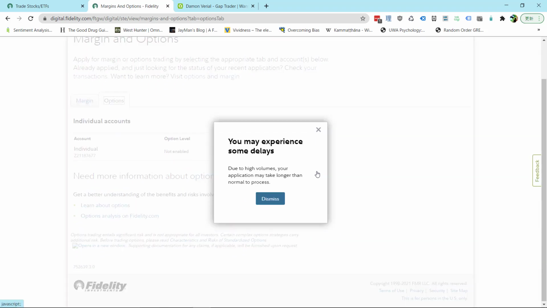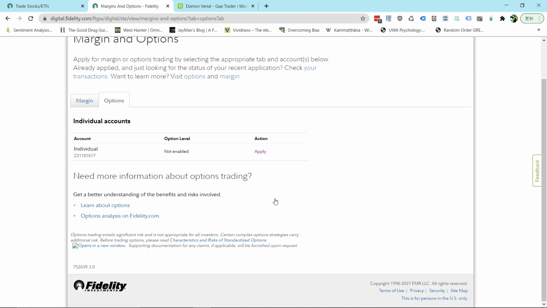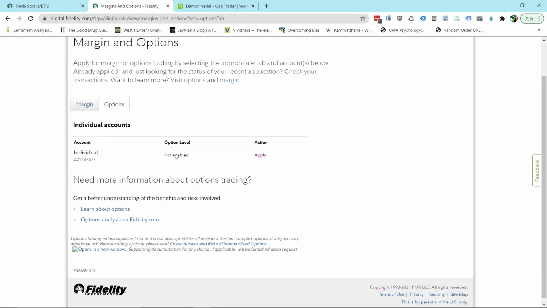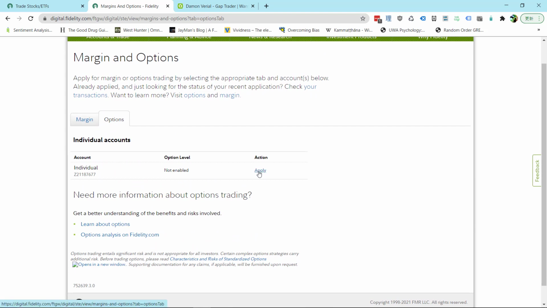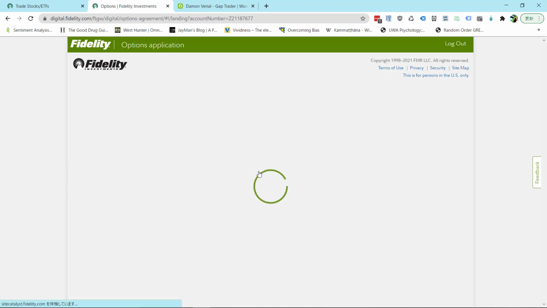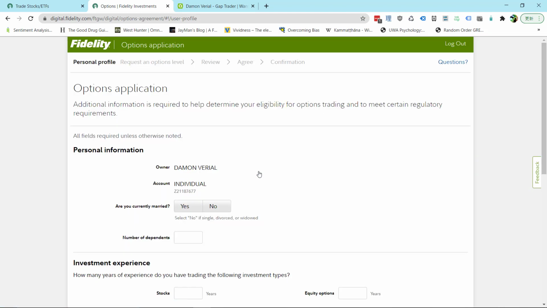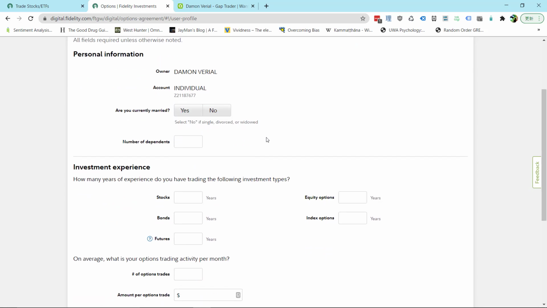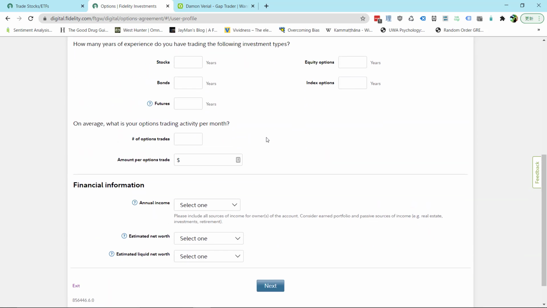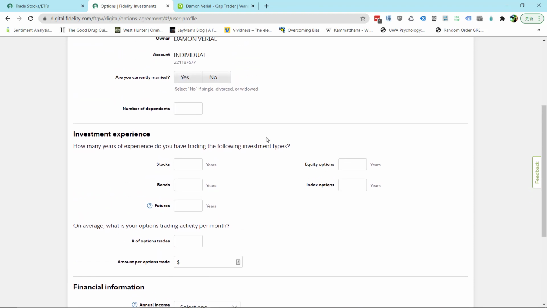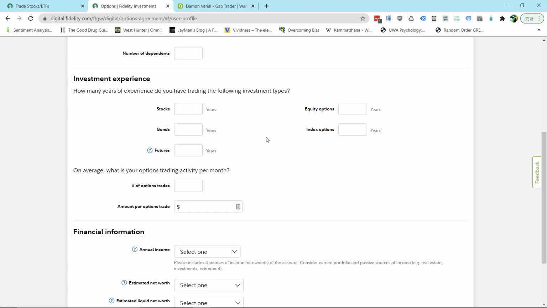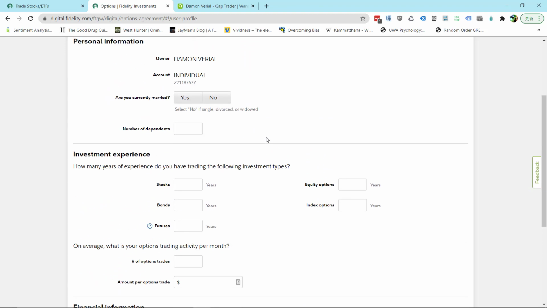Click on apply to trade options, apply for options on the right. And let's see. Apply right here. Okay, now you guys have my account number. I don't know if that's good or bad. Anyway, you're going to go through this stuff, and some of this is kind of private, so I don't think I'm going to type my personal info in, but I'm going to tell you what's important.